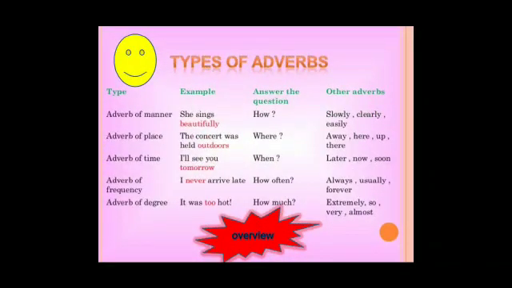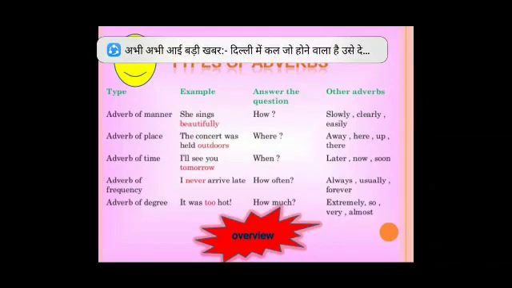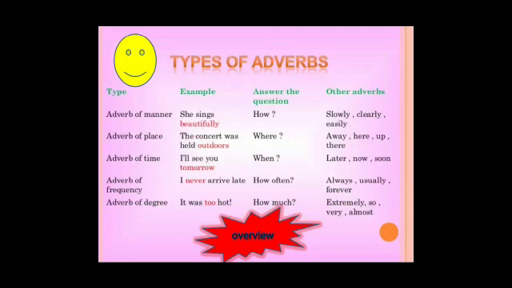Now, here is an overview of the different types of adverbs. You can see clearly adverb of manner with example, it answers the question how, with other examples. Adverb of place, then with an example, it answers the question where, and with other adverbs. Then adverb of time with example, it answers the question when, with other adverbs. Then adverb of frequency, an example. Then how often, then other adverbs. Then adverb of degree, then again it answers the question how much, then other adverbs.